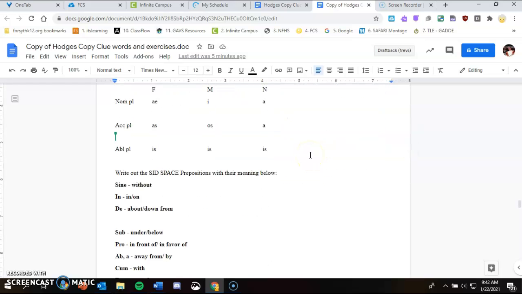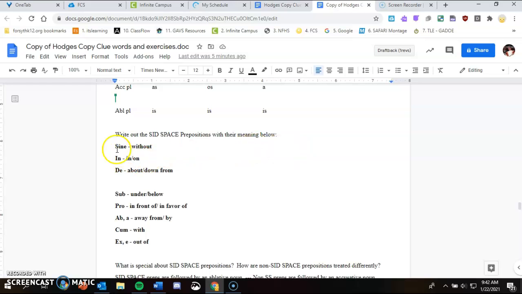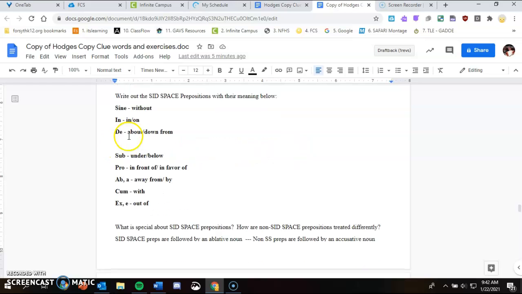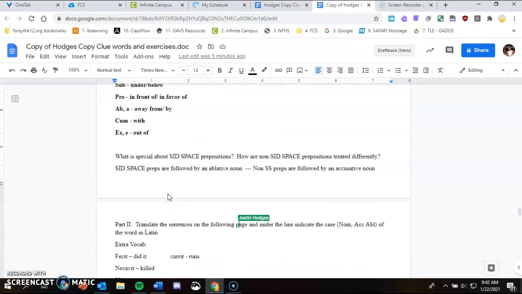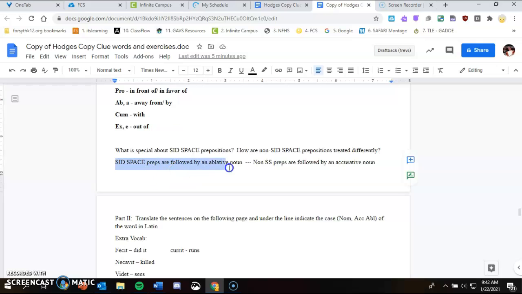Now I'm going to scroll down. Here are the 8 sit-space prepositions. If you want to write these down, pause this video right here. Here's the Latin and their English definitions. These are the 8 sit-space prepositions, and the thing that makes them special is that they are followed by nouns that are in the ablative case.